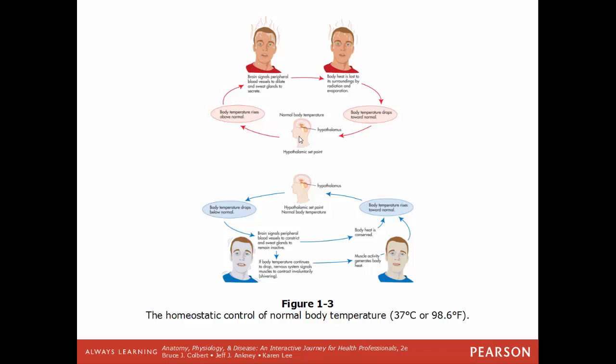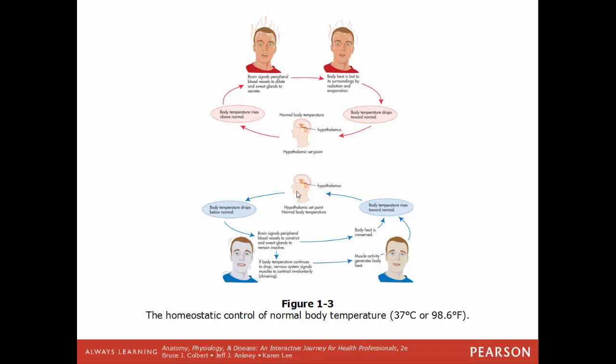So for the image up here on top, your normal body temperature here. Let's say your body temperature gets above normal. Your brain will signal the peripheral blood vessels to dilate, so you'll sweat. That's why you get more flushed in the face when you get hot, because blood vessels are dilating. So you're getting more blood closer to the surface of your skin. So you will sweat. Sweating will help cool you down, and that will return your body temperature back down to normal.